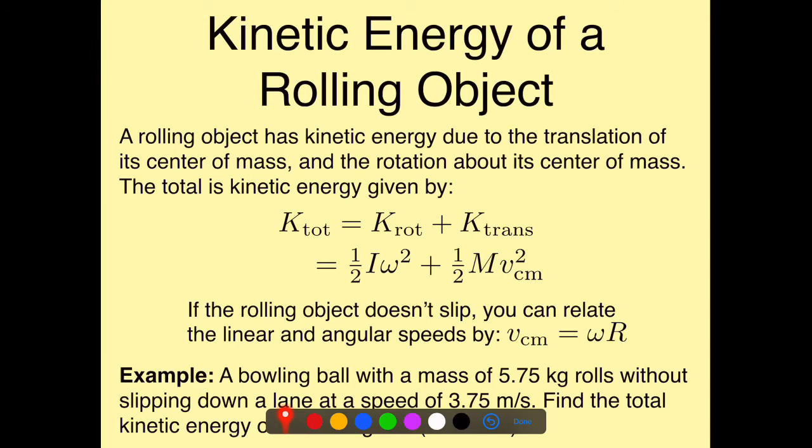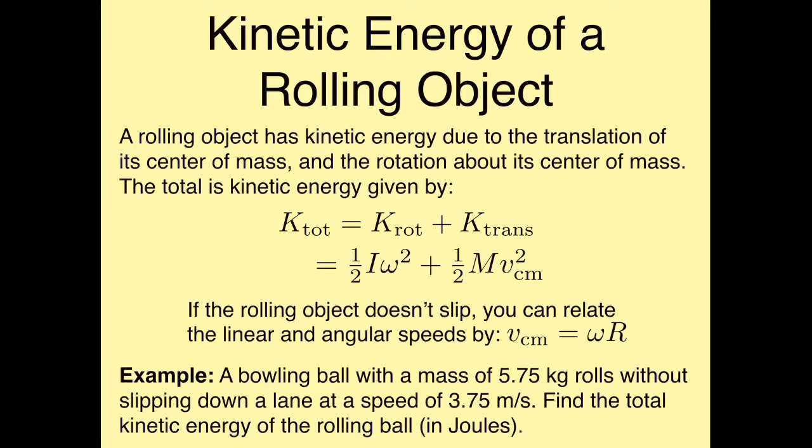Now we have formulas for each one of these. Remember, for rotation we have 1/2 I omega squared, and for translation we have 1/2 m v squared, but in particular we're talking about the speed of the center of mass here, okay? Now, if we're dealing with an object that's not slipping as it rolls along a surface, then you can use the no-slip condition where V_CM, the speed of the center of mass, is equal to omega, the angular speed, times r. So you can relate them with the no-slip condition.